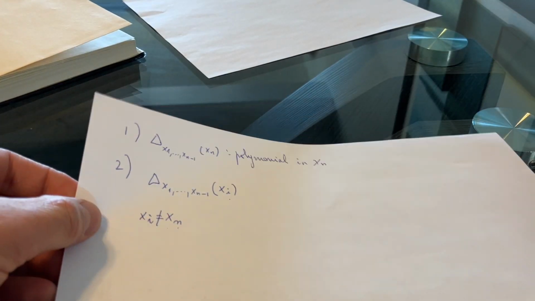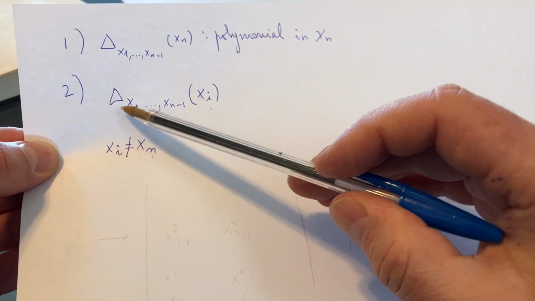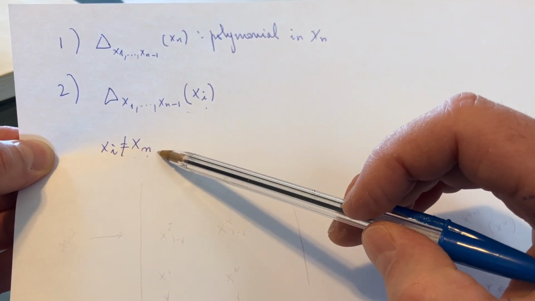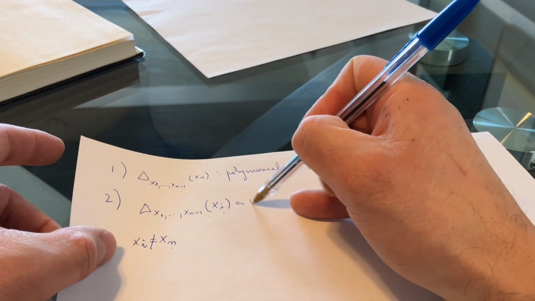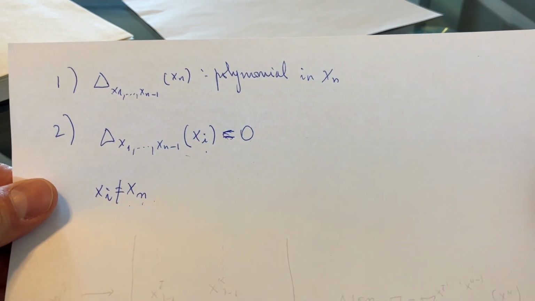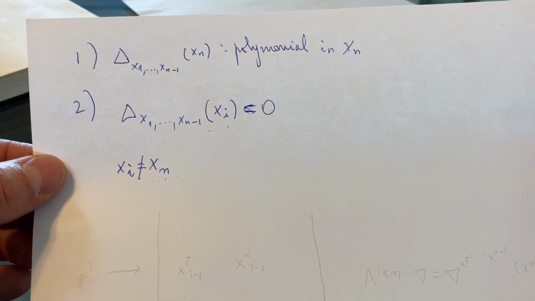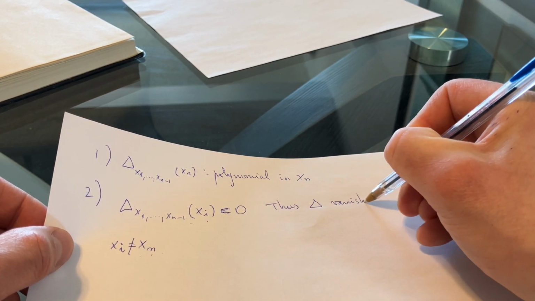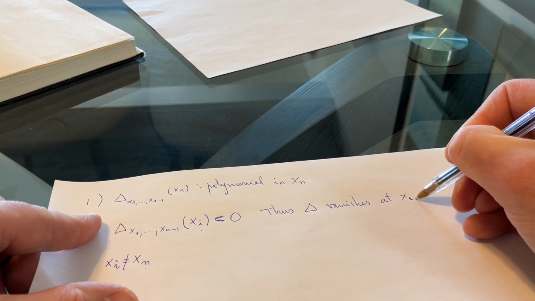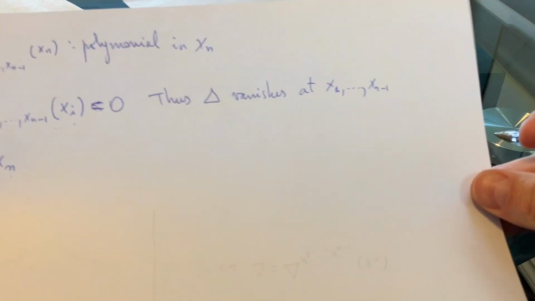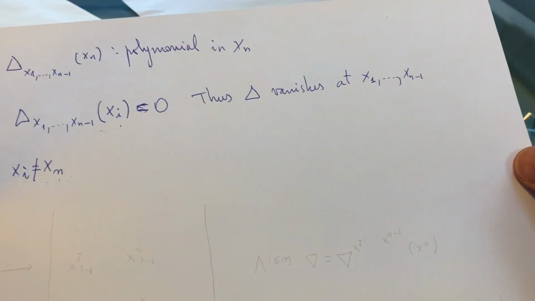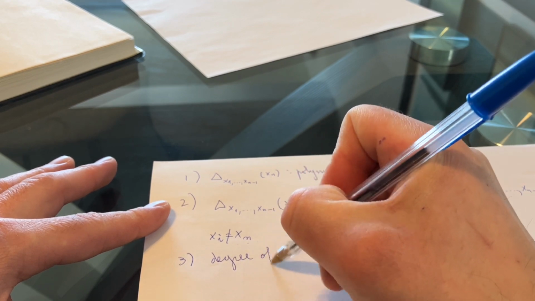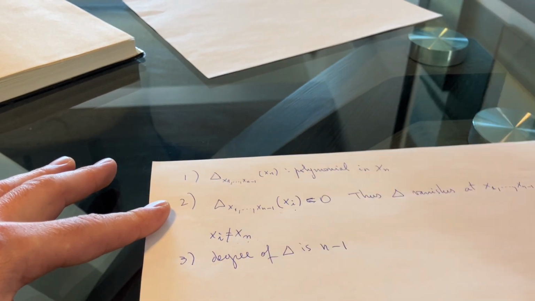So the Vandermonde determinant evaluated at xi, when xi is not equal to xn, must be 0. That's the second observation. Thus, delta vanishes at x1, ..., xn minus 1. And the third observation is that the degree of delta is n minus 1.